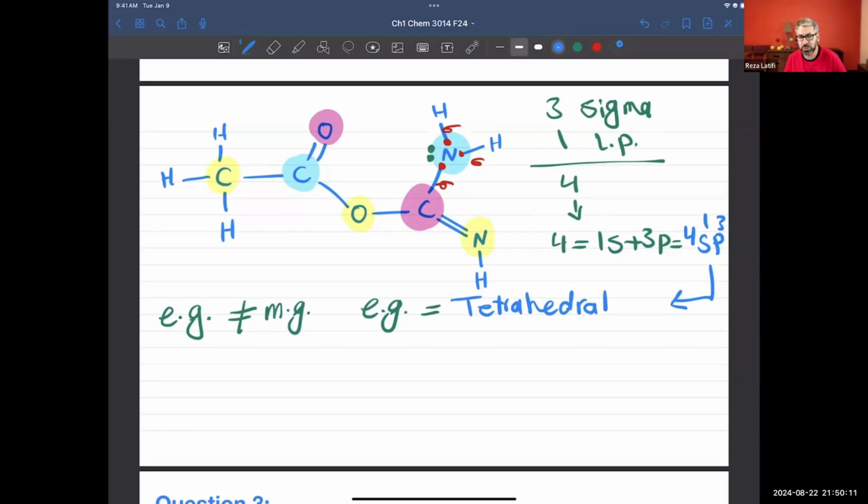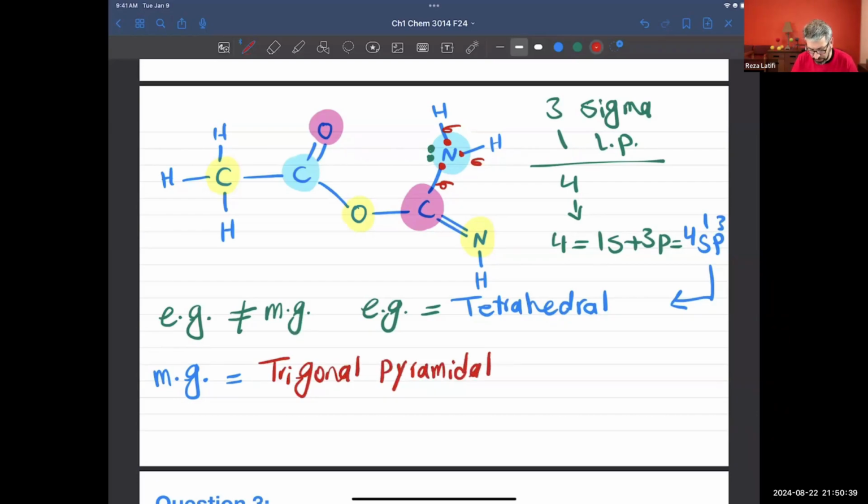But how about the molecular geometry? Because you have a lone pair, the top one is missing, and if I connect these 3 atoms to the top one, it will give me a pyramid, and the base is made of 3 atoms, so I'm going to call it trigonal pyramidal geometry. How about the bond angle? From 109.5, I'm going to drop it by 2 degrees, and that's going to be 107.